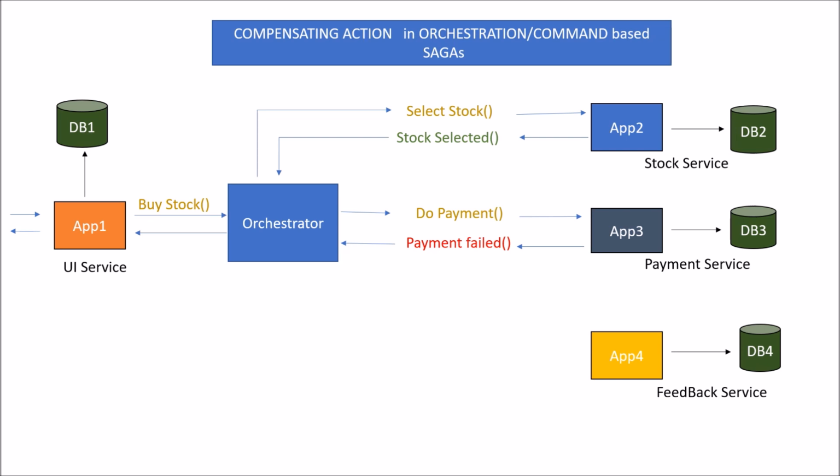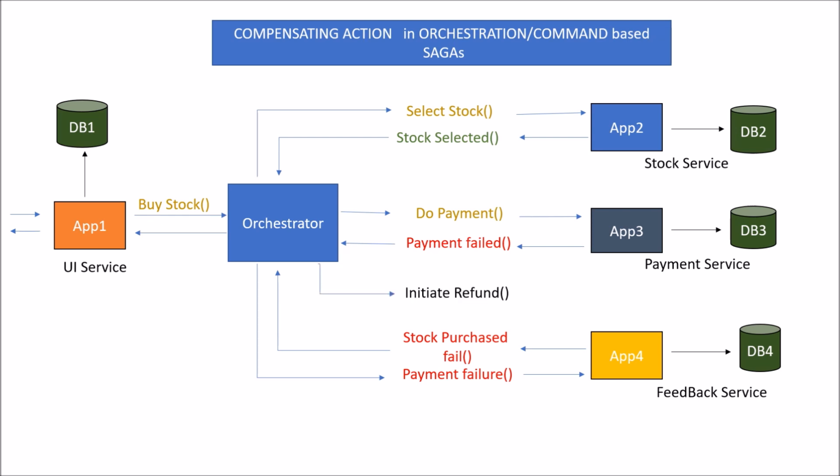Now the orchestrator, after receipt of payment failure, generates a command to the feedback service that payment is a failure, and the feedback service will return the reply stock purchase failed, and this will go to the orchestrator. Further, the orchestrator will also generate the command initiate refund. This refund command could be listened to either by the payment service or any other microservice where the logic of refund is written, and the reply will be sent back to the user.